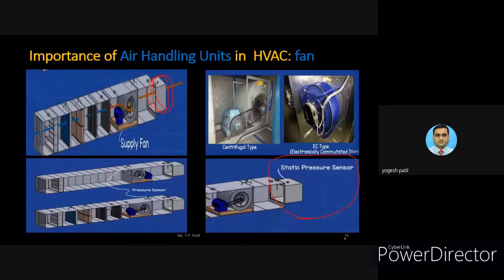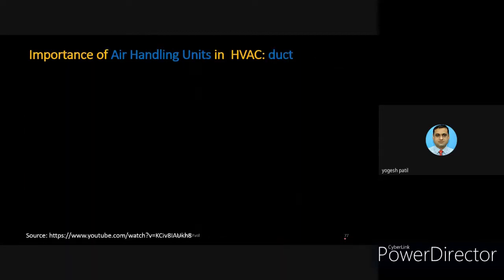So how much is the pressure in that particular duct section? Whether the pressure is the required pressure. If the pressure is not the required pressure, then based on the output of that static pressure sensor, the fan speed is controlled. That is called a variable speed drive. So with the help of a variable speed drive, the fan speed is controlled with the help of the static pressure sensor. After the static pressure sensor, now there is a part of the duct.